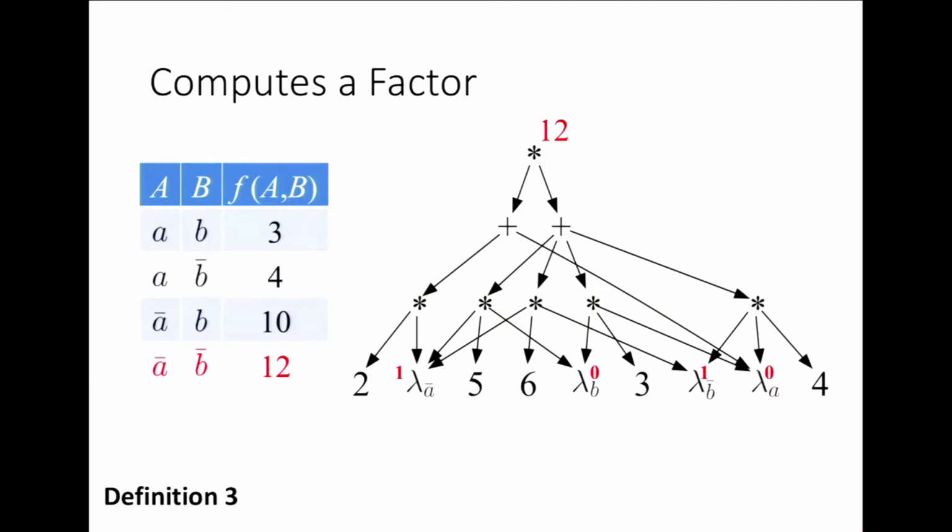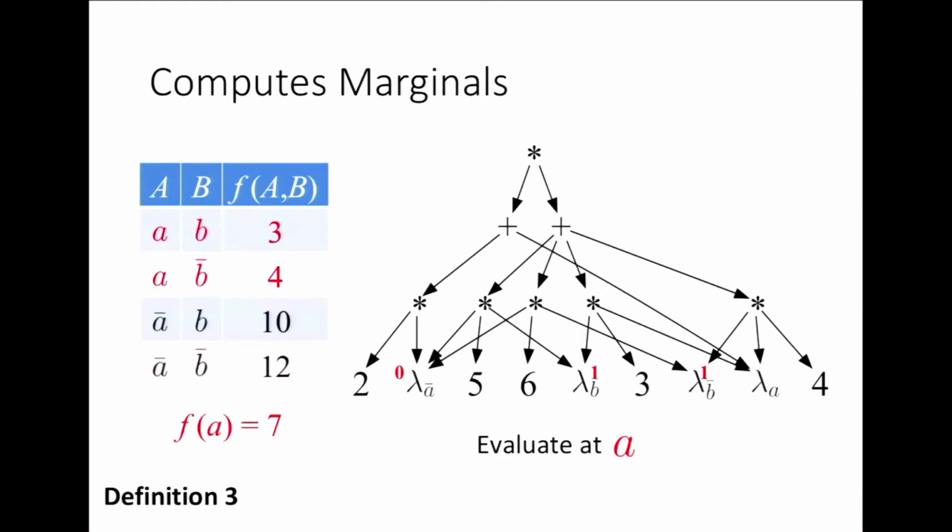Now, here's where it gets interesting. This is computes a factor. Now, the second definition is computes marginals. Right? Now, I want to evaluate at partial instantiations. Look what happens here. The same circuit. This circuit computes, correct? The factor. Let's evaluate it under A is true. We're silent on B. What's going to happen?